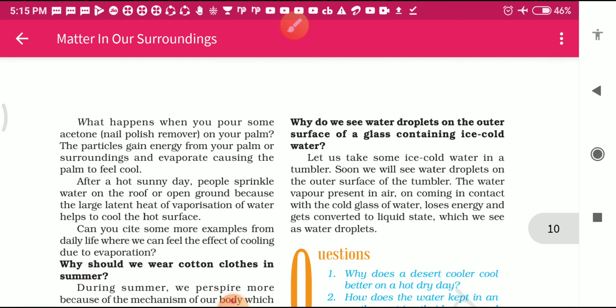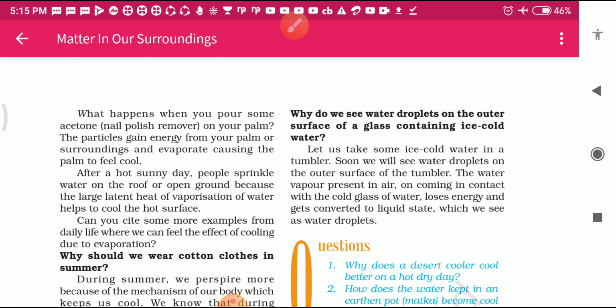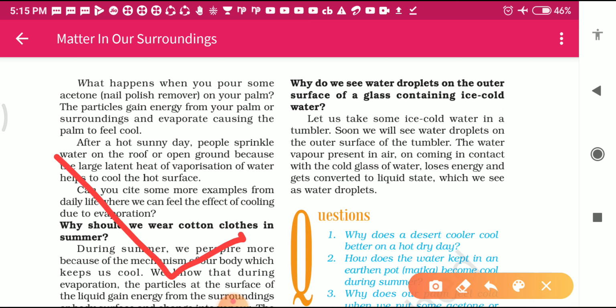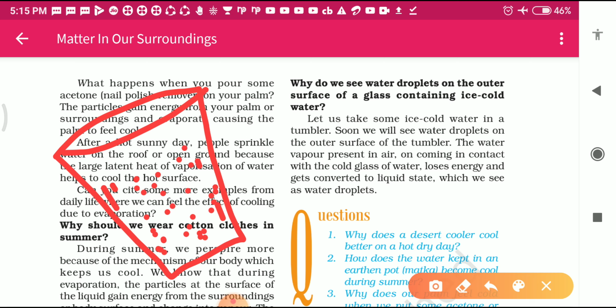Let's proceed to another topic. Why do we see water droplets on the outer surface of a glass containing ice cold water? Students, here you will see this is your tumbler, and in this tumbler we keep some cold water. After a few minutes you will see droplets coming out on the outer surface of the glass tumbler. Why?